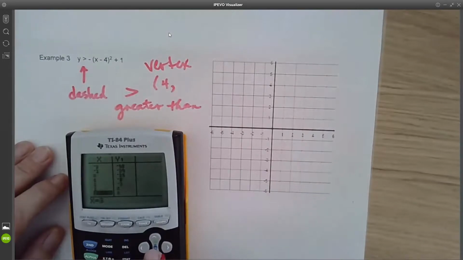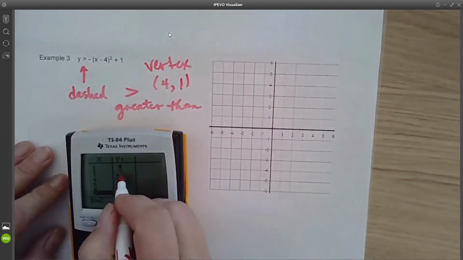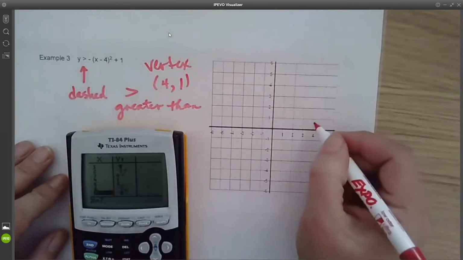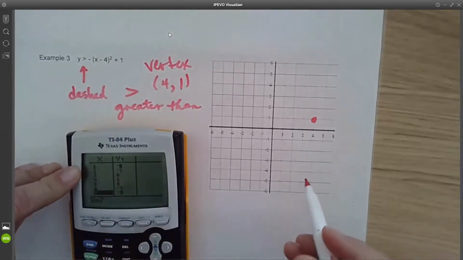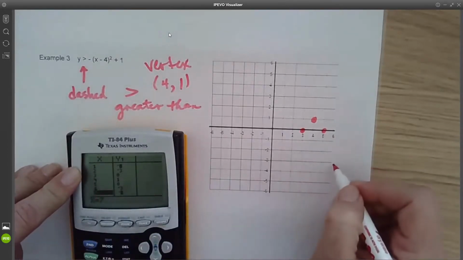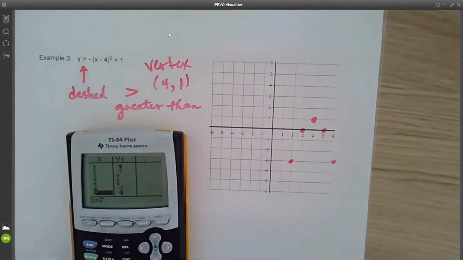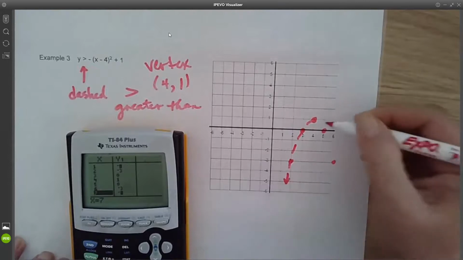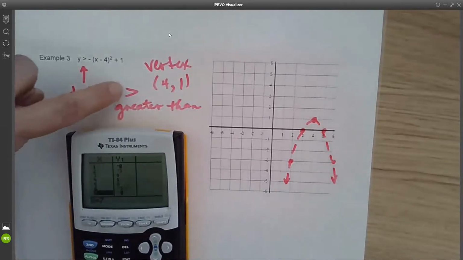I need to know the rest of the vertex. You have 4, 1. Verify that that is in the middle of the y values. It is. Get a couple more points for myself. I'll draw this curve with a dashed line, since I have a greater than.